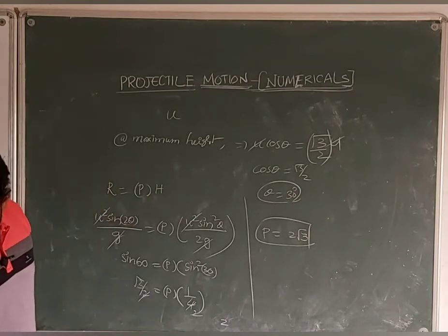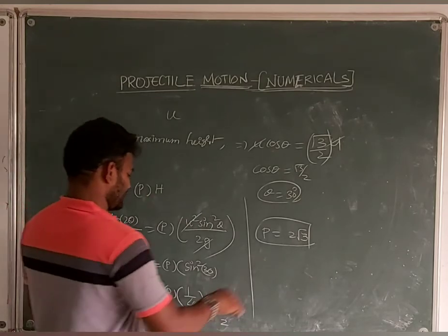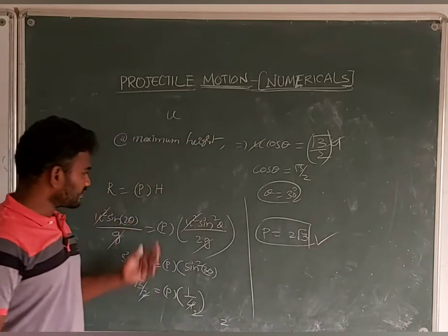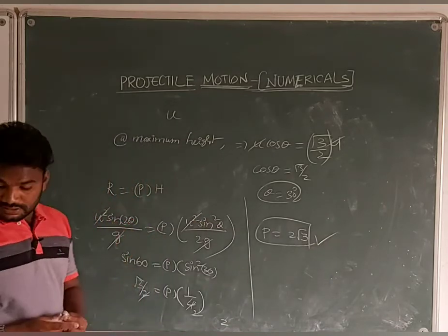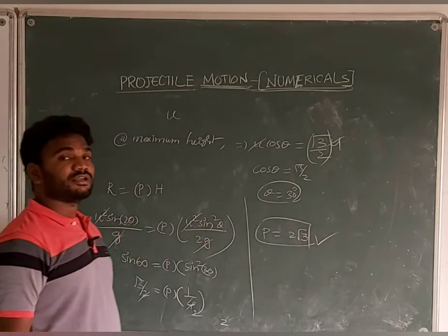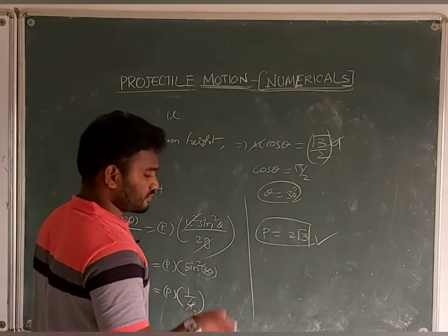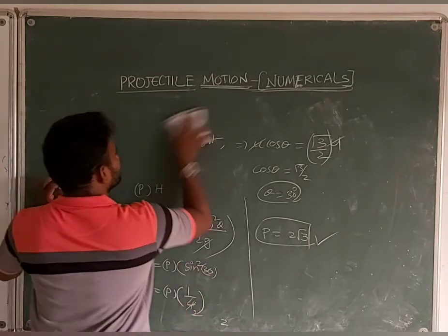What's the value of p here? 2 root 3 is the answer, students. Make a note of this. Once you can see the question and solution, if you have any doubt, you can post in the comment section, students. Do not leave this. Next question will go.